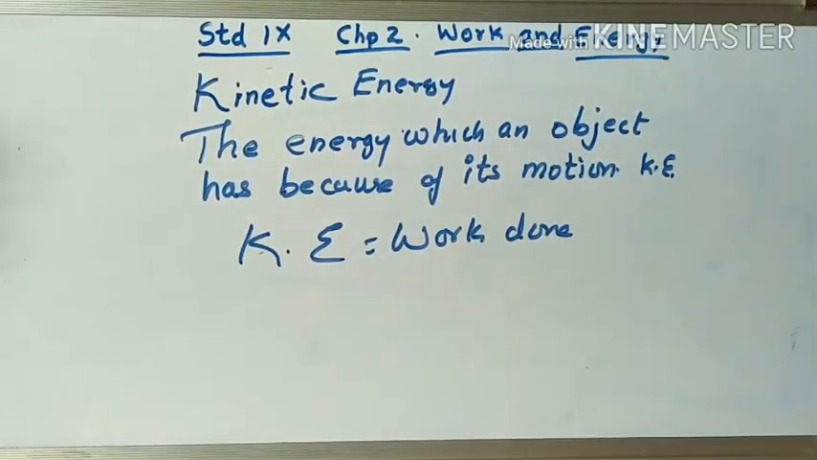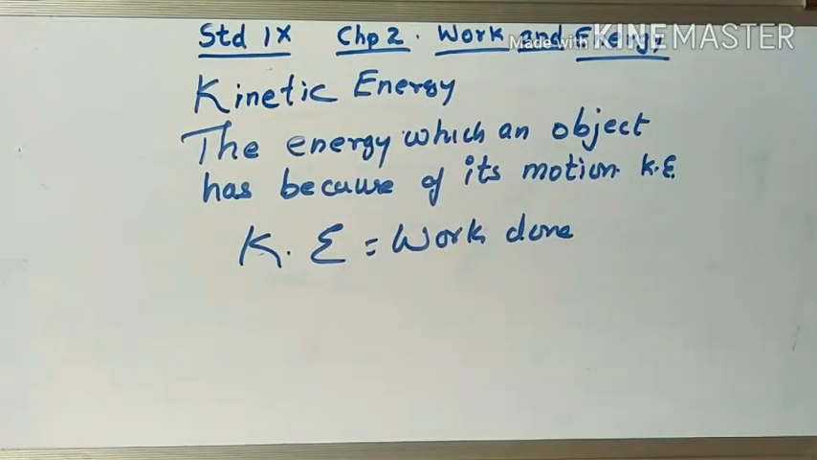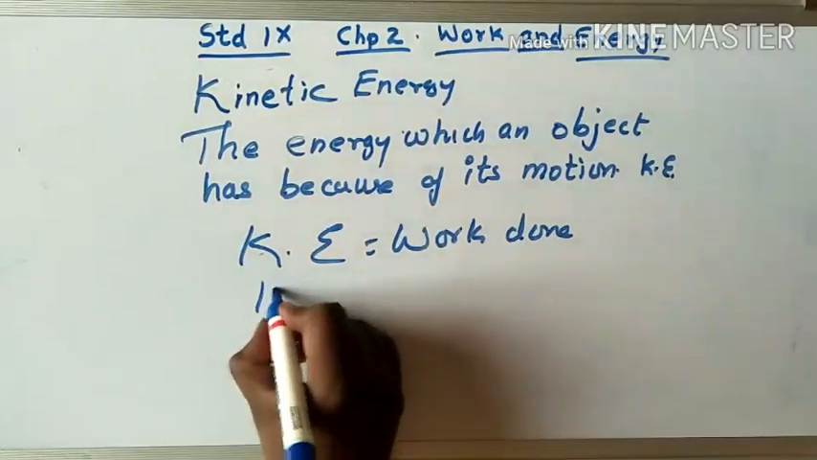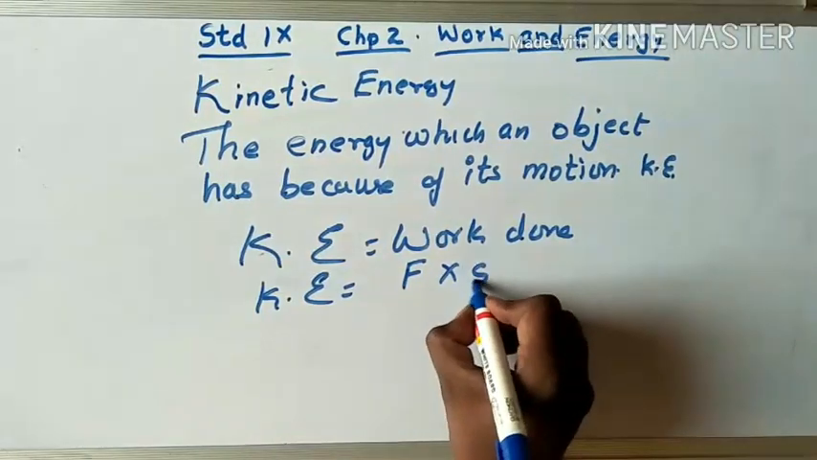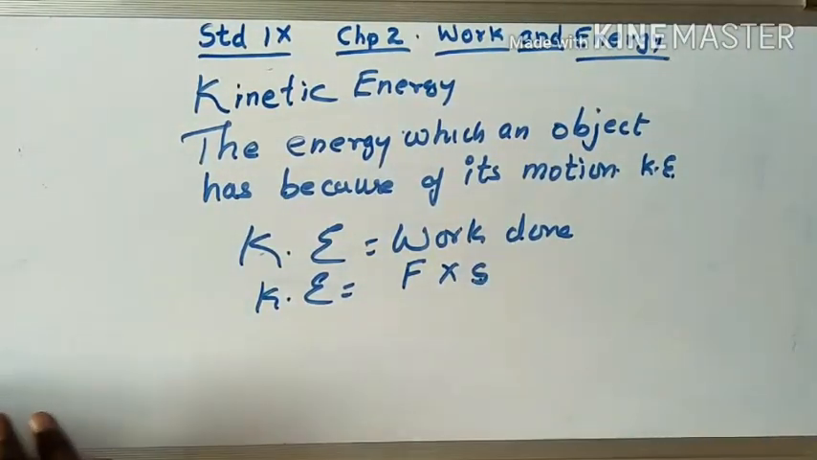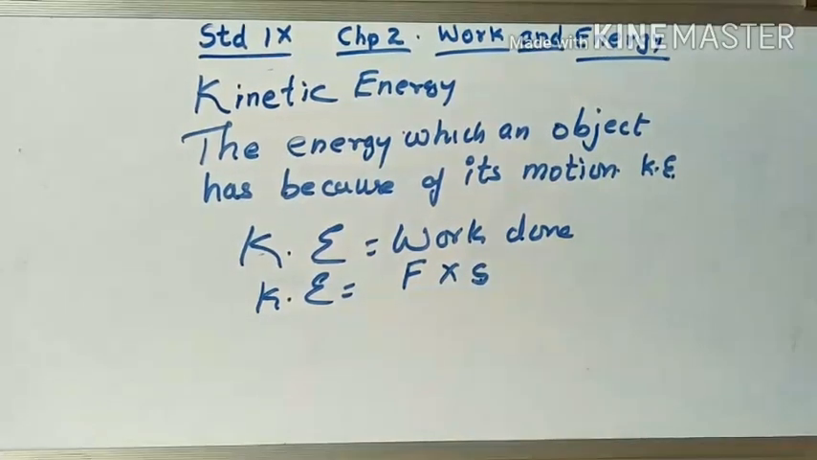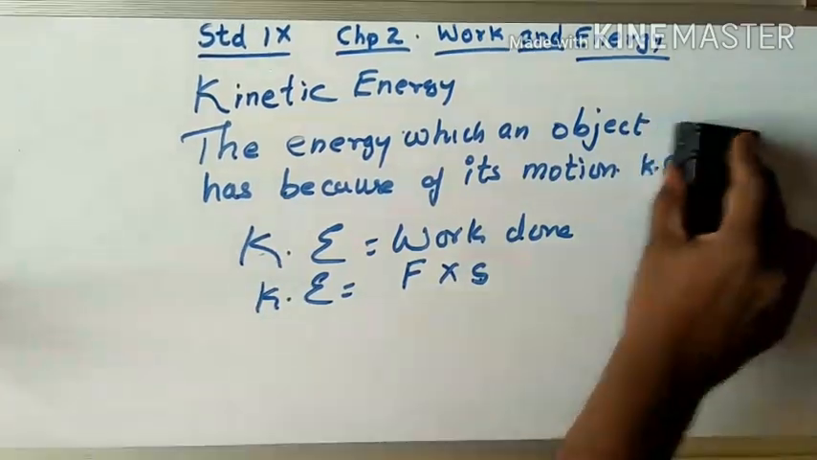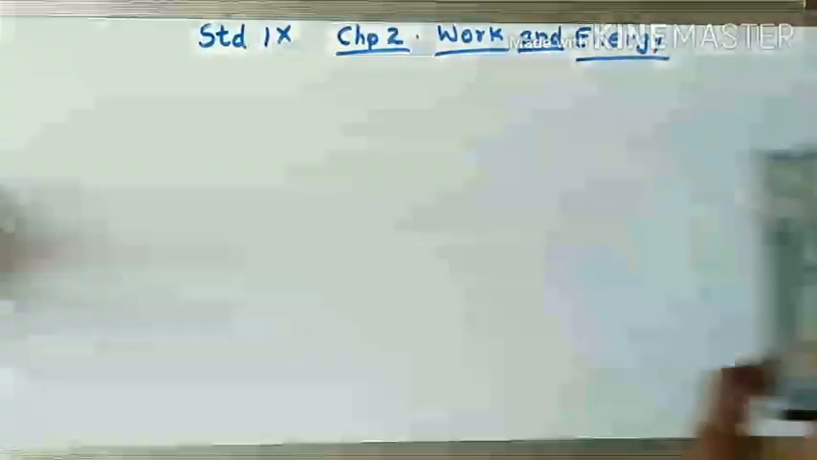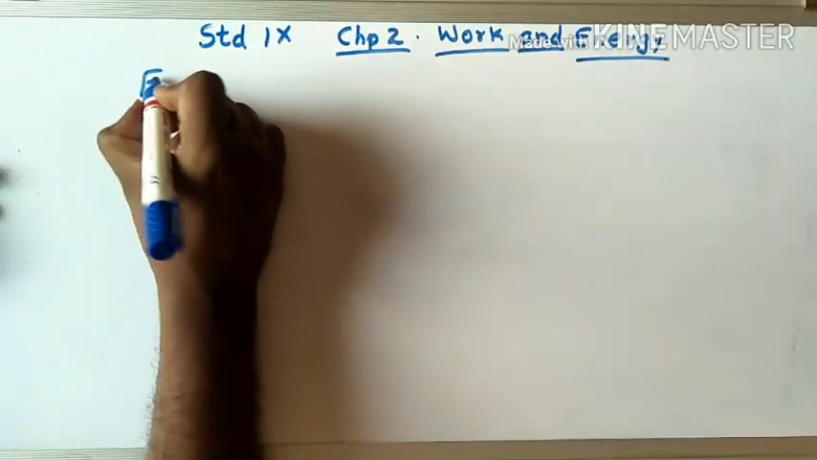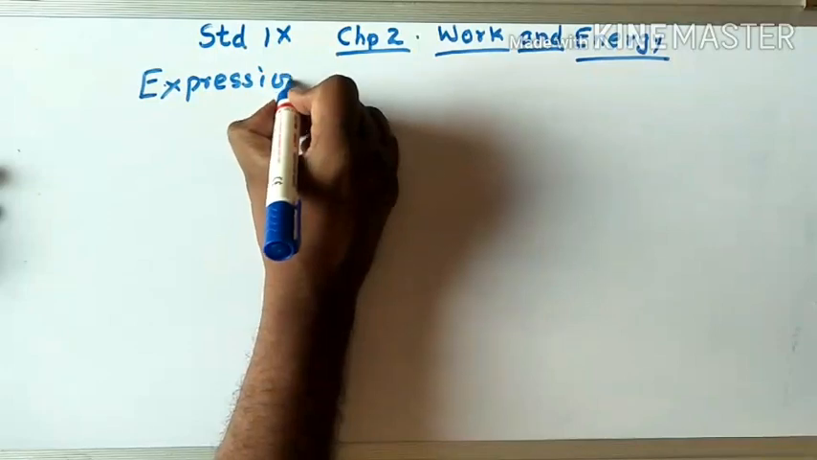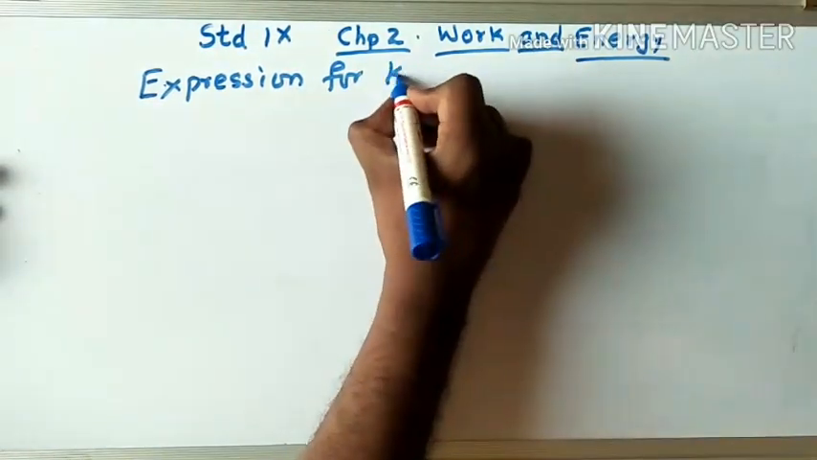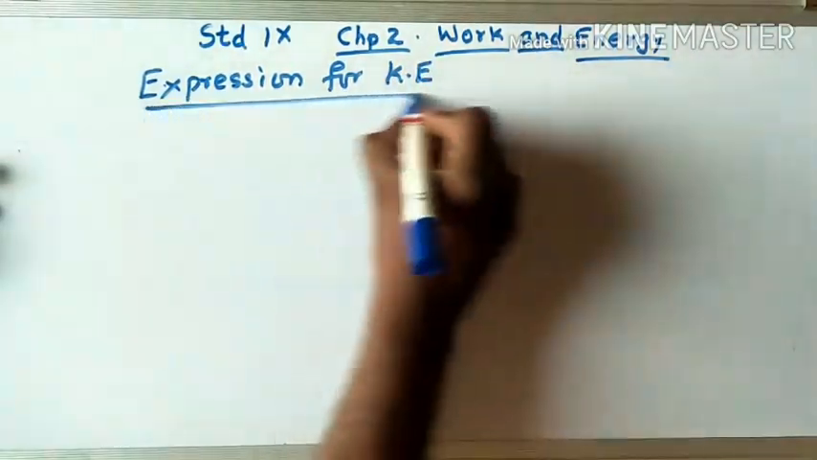Now what is the formula for work done? You have learned from the previous lesson. Kinetic energy is equal to work done, which is force into displacement. So let us derive the expression for kinetic energy using this force into displacement. This expression is very important for an exam. Expression for kinetic energy.